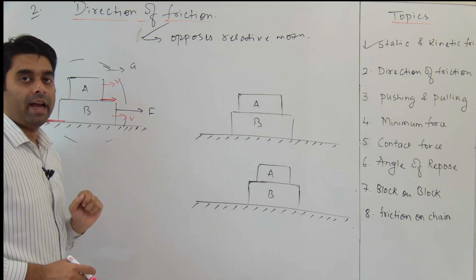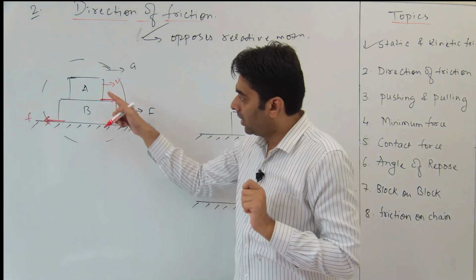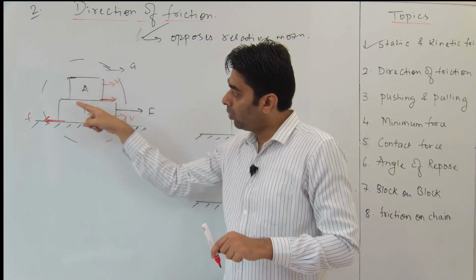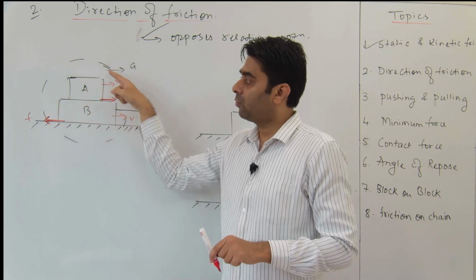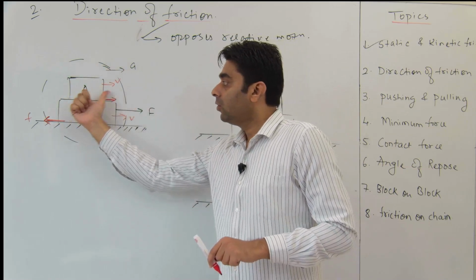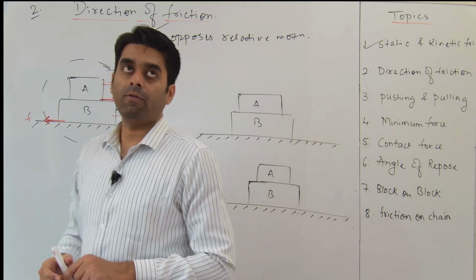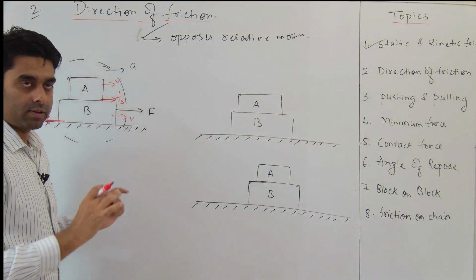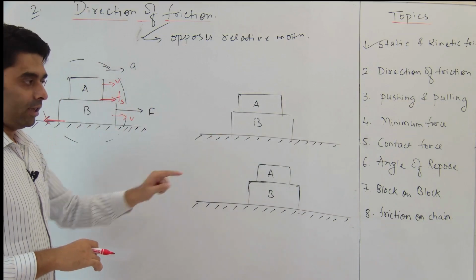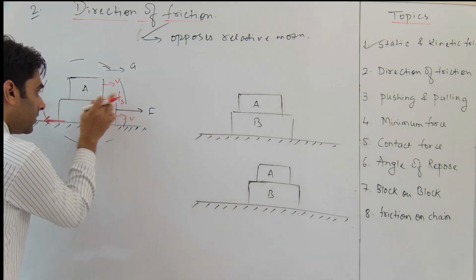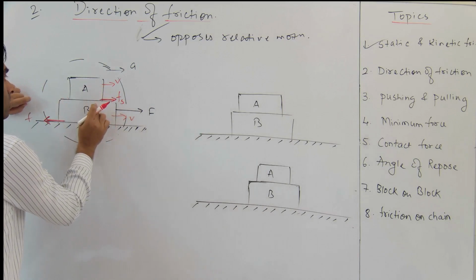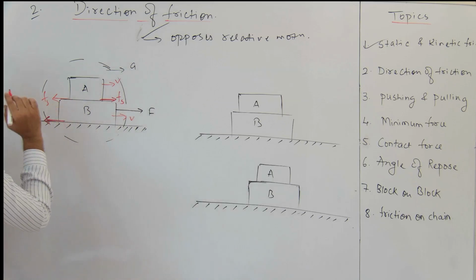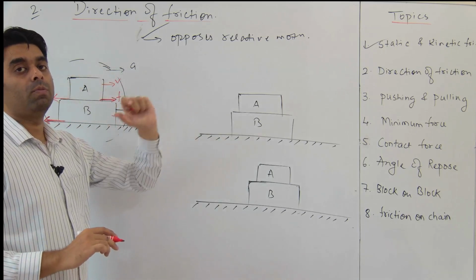What type of friction will act between A and B? It will be static friction. Between A and B, static friction will act. And because the system is moving ahead and no external force is acting on A, that implies the static friction will act in the forward direction on A. Whatever its magnitude, that is something we'll see in the block on block topic. But static friction is forward on A, and because forward static friction is acting on A, on B it will be in the backward direction, right? So this is when the blocks are moving together.